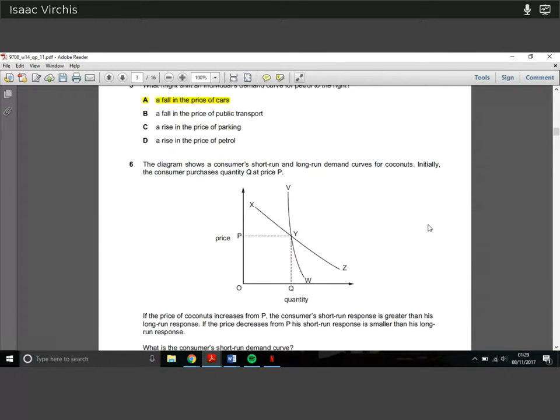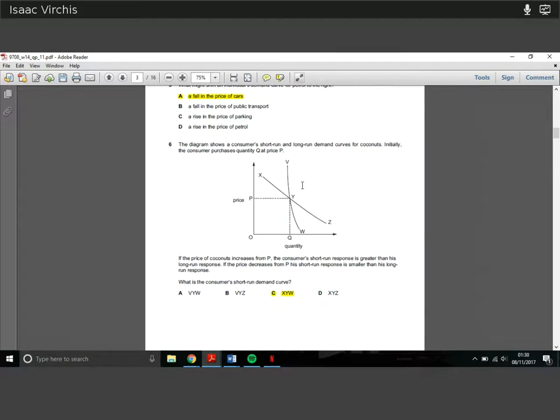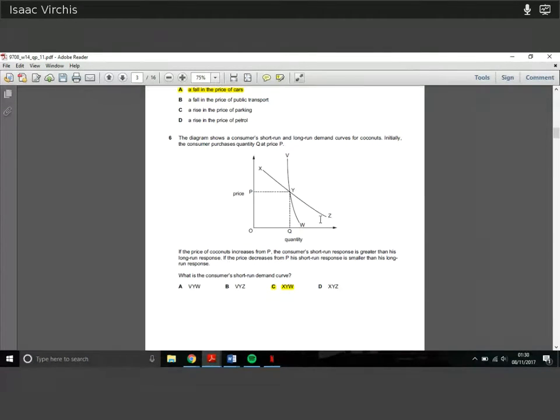Question six. Here we have a diagram showing the consumer short run and long run demand curve, in this case for coconuts. I'll just zoom out the question quickly so you can see it properly. So the question asks, if the price of coconuts increases from P, we know that the consumer short run response is greater than its long run response, meaning it's going to be more elastic, i.e. flatter. So it's likely to be this curve, XY, if we go above.